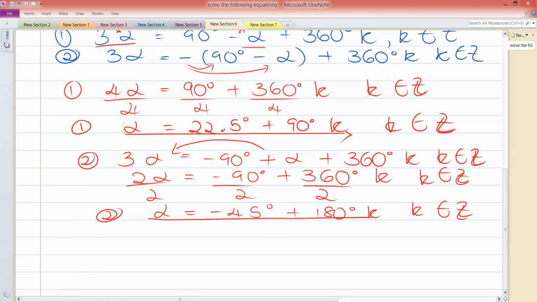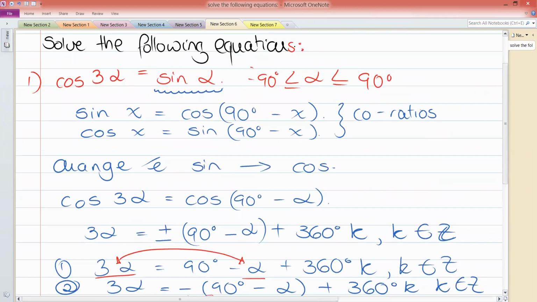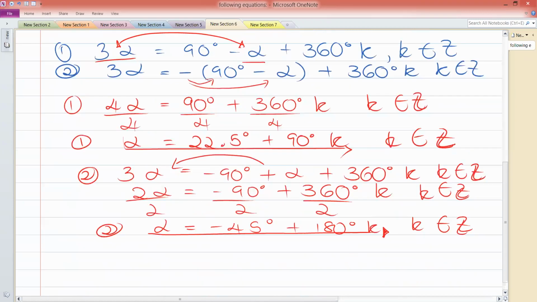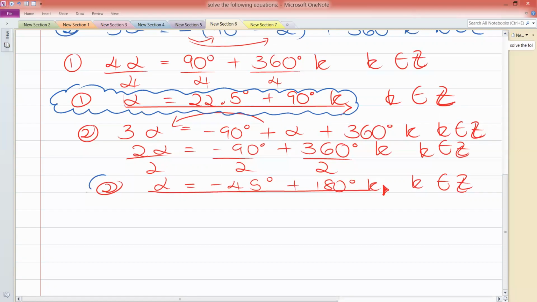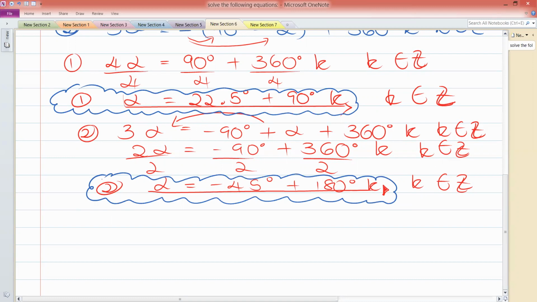Now, but we're not done. What did the original question say? They said they wanted us to find the actual values of alpha between negative 90 and positive 90. So if we're using these two equations, we're going to use this one, and we're going to use that one. First things first, you're going to sub in values of k. The easiest one to use is sub k equals 0 into both equations 1 and 2.